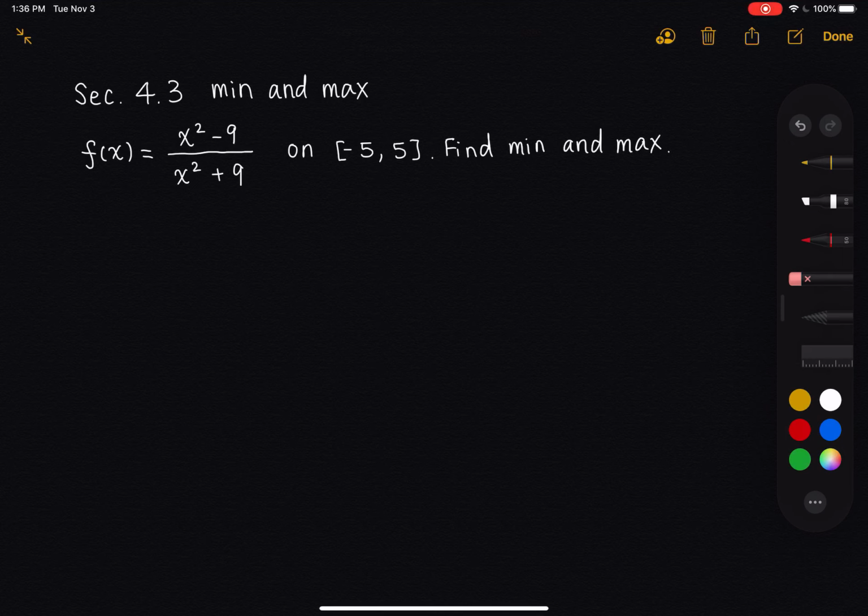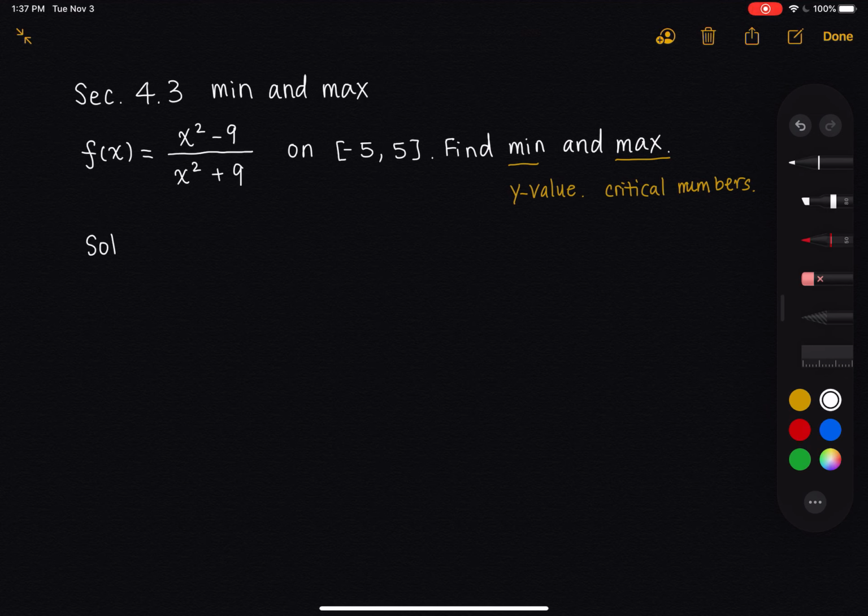Now when the question asks for the minimum or maximum, they want the y values. So in order to find these y values, we need the x values or the critical numbers. We need to find those numbers first. So in order to do that, we have to take the derivative. So that is a general direction for this problem. So how do you solve it?